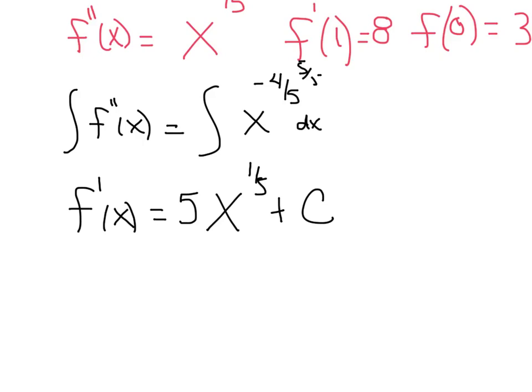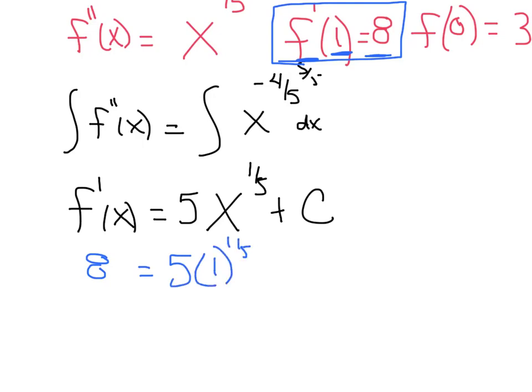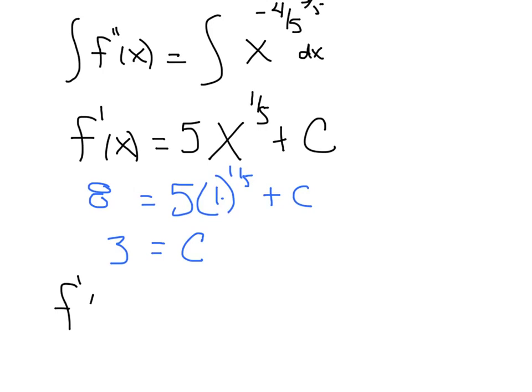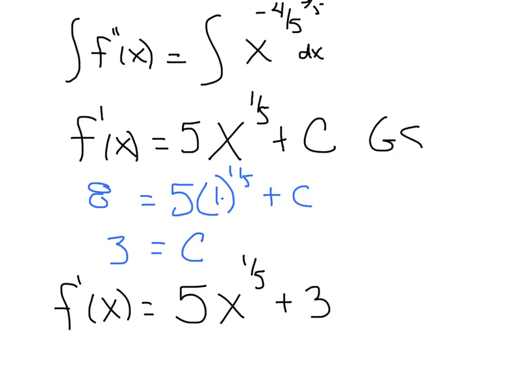All right, now I'll use my first initial condition. I need the one that has the f prime in it. Okay, when I substitute 1 into f prime, I get 8. So 8 equals 5 times 1 to the 1/5 plus c. 1 to any power is 1, and 1 times 5 is 5. Subtract my 5 over, and I get c equals 3. So now I will write out my new f prime function. f prime of x is equal to 5x to the 1/5 plus 3. So that was my general solution. I now have a particular solution.